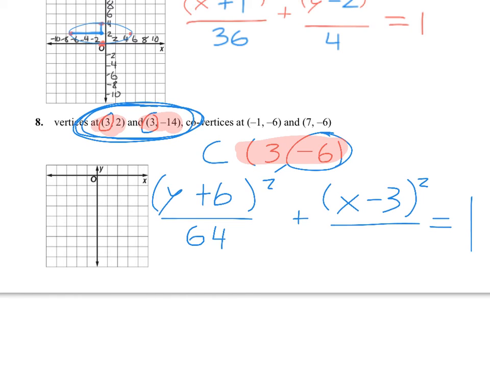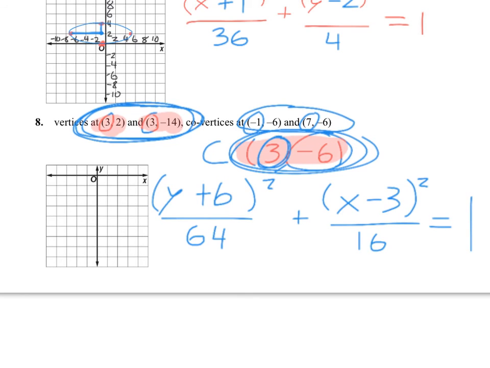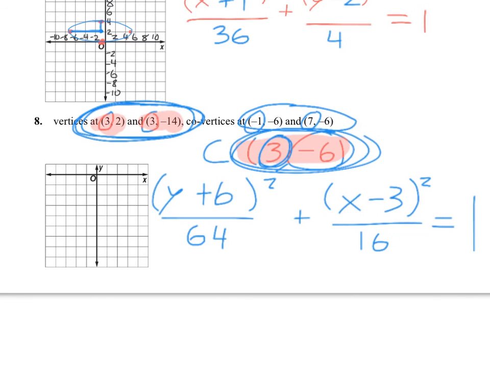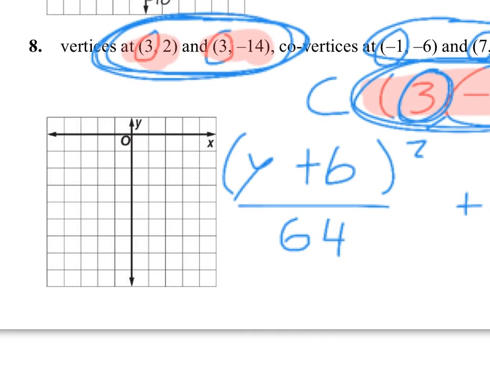Alright, from this center, how far is it to either of these points? So notice, the -6 is not changing. So we're just going to figure out how far are the x's from each other. So from 3 to 7, that is 4. From 3 to -1 is also 4. So 4 squared is 16. Alright. If you need to see the graph, I'll do that now. So we need to count by 2's for everything to fit. Let me label that first.